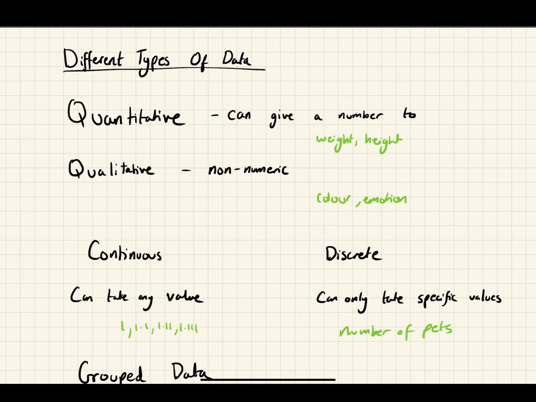Next, we have qualitative data. This is basically something which you can't give a number to, something which is non-numeric. Things which fall under the category of being qualitative include things like color and emotion. So I might say that these flowers are red, this one's blue, this one's green, and I might take that down in a survey.